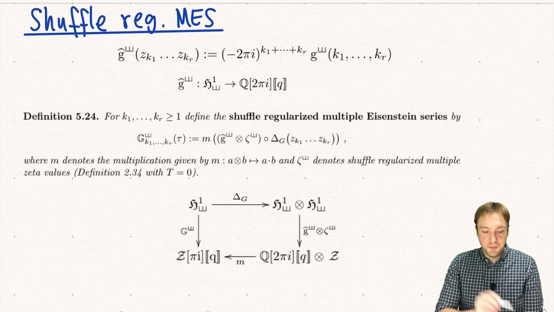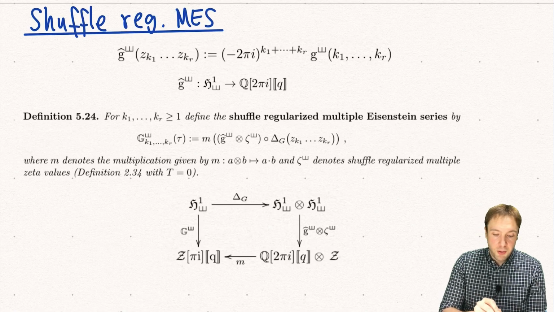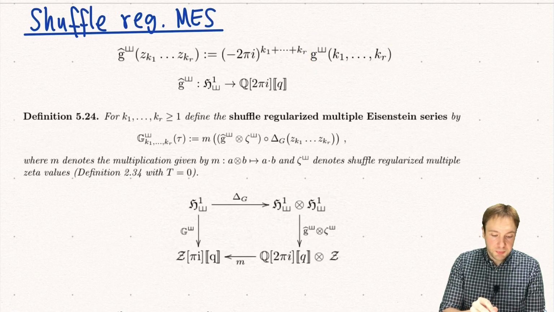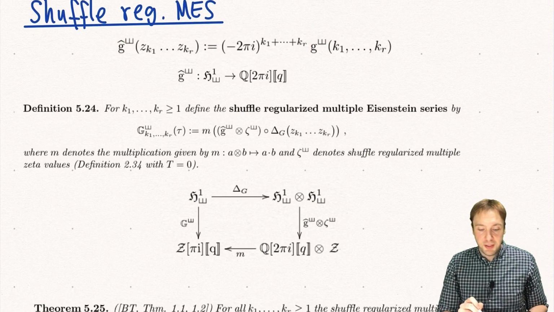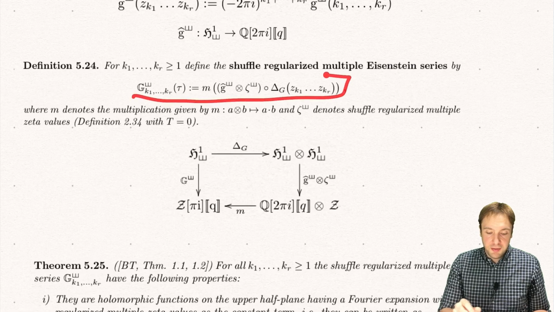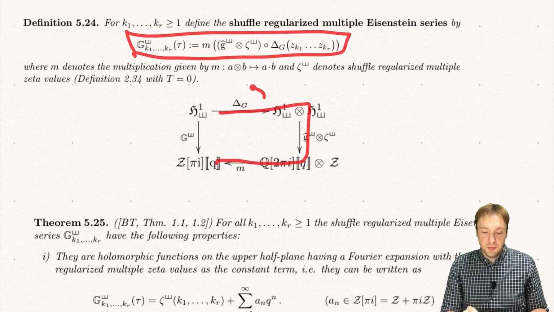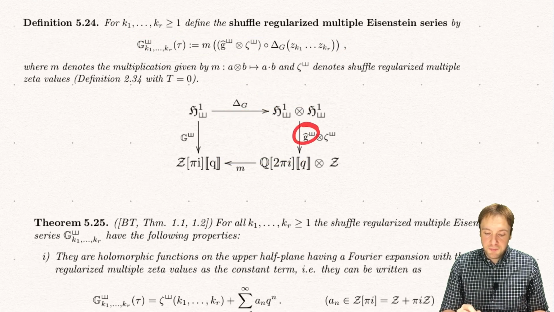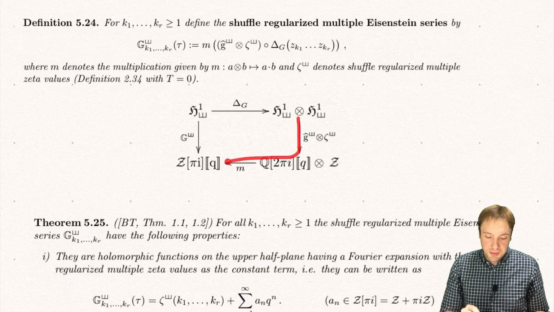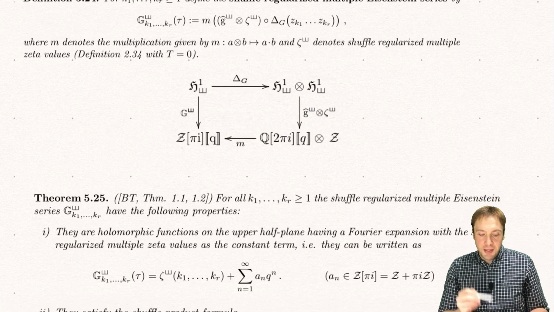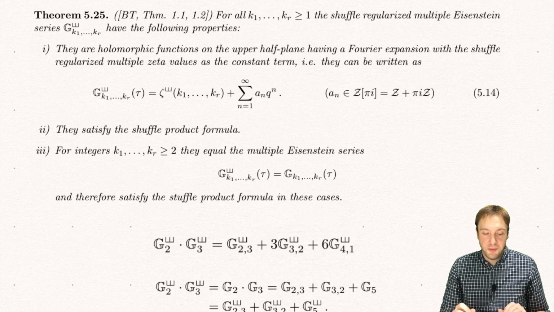But in depth 3, we have more extra terms, which are not just the derivative with respect to q, d/dq. And then the definition of these shuffle regularized multiple Eisenstein series is, as mentioned at the beginning, we now use this G shuffle, define the head version, meaning we put some power of 2 pi i in front, and then we define this G shuffle as a concatenation of this Goncharov coproduct. Then left hand side this G head shuffle, right hand side the shuffle regularized multiple zeta values, and then multiplication. And then the theorem is that this answers our question from the beginning.